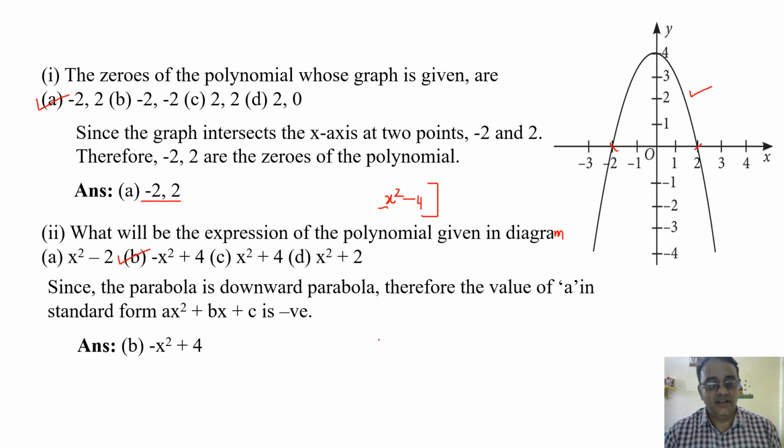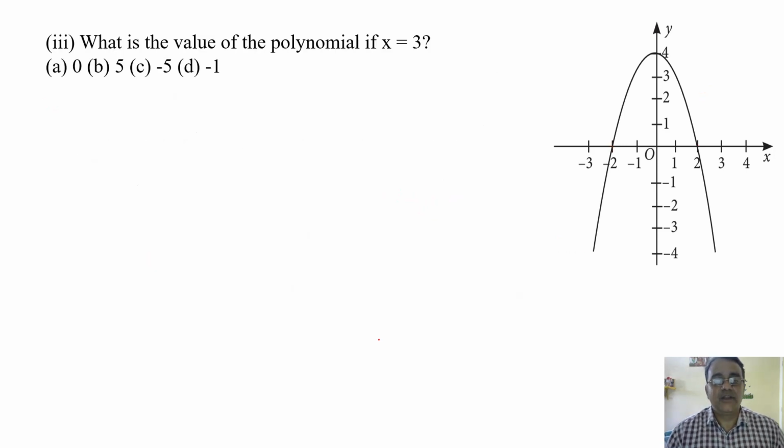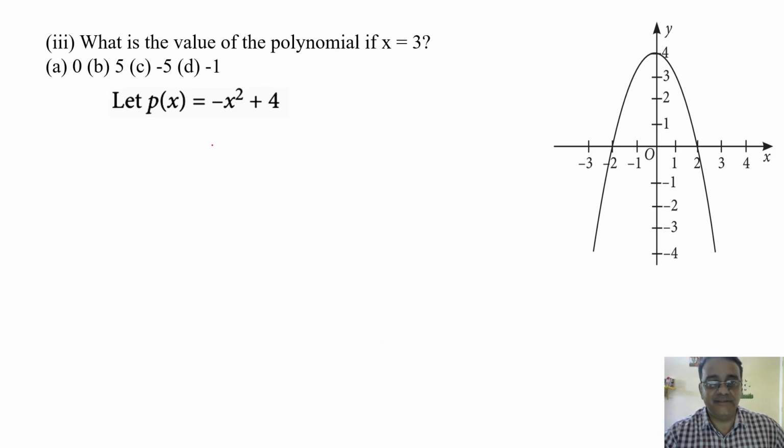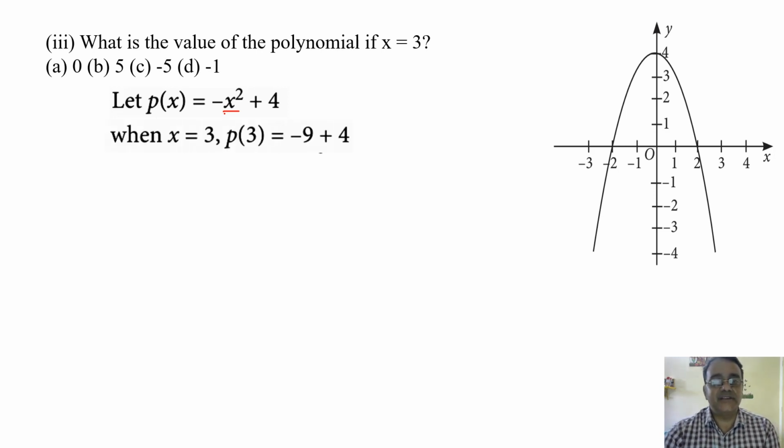No, sir. Right, now we are moving to the third question. What is the value of the polynomial if x is equal to 3? The polynomial we got is minus x square plus 4. Now we will substitute x equal to 3. So minus 3 square, the minus being outside, so we will get minus 9 plus 4, and this equals -5. Right, and the correct option is Option C.